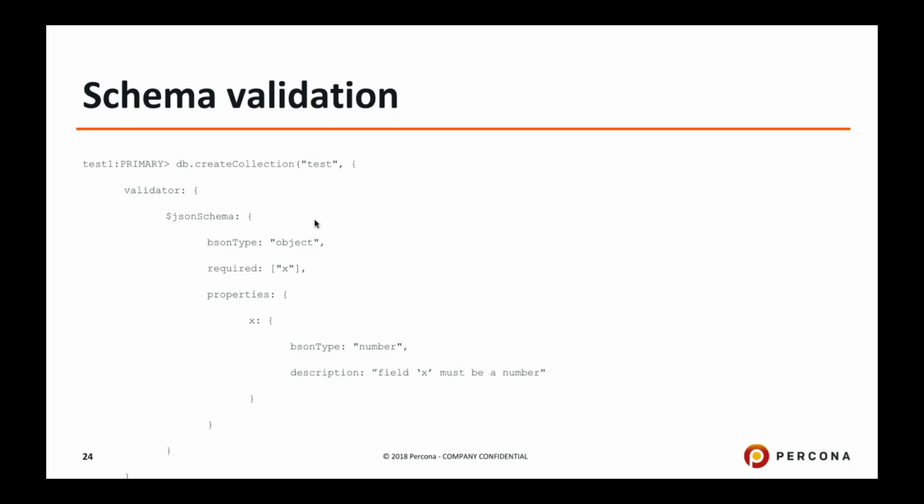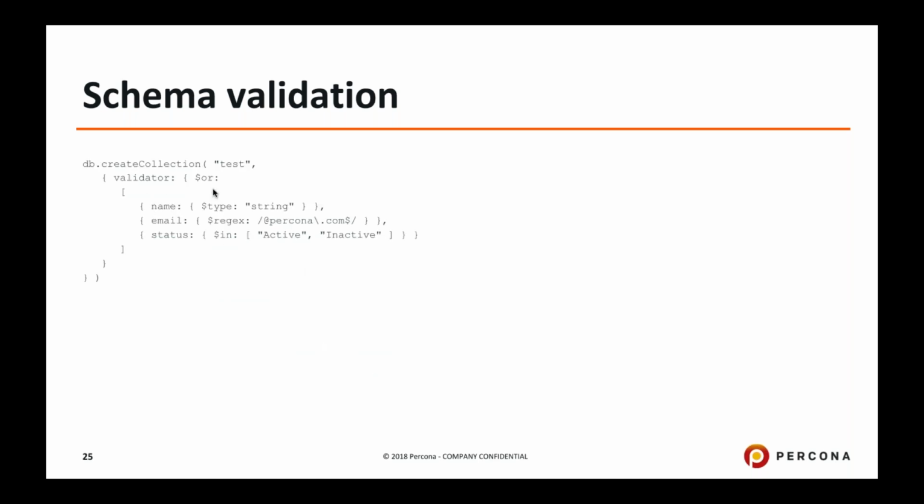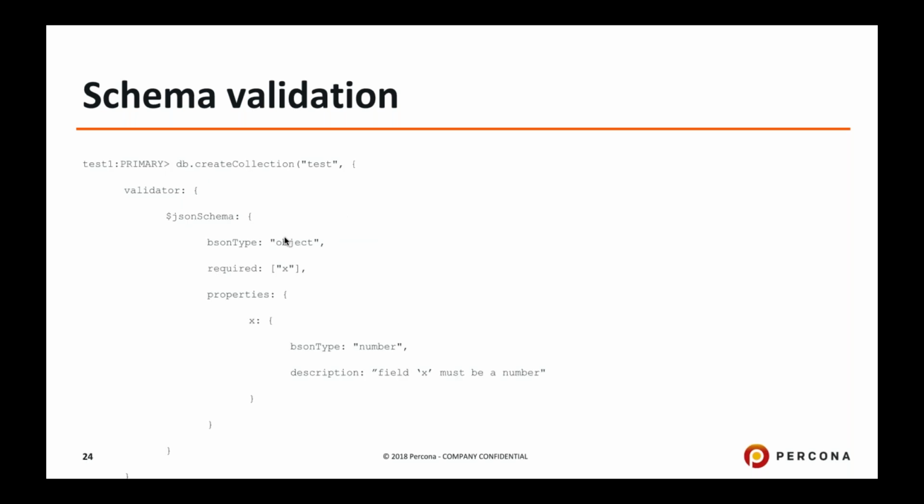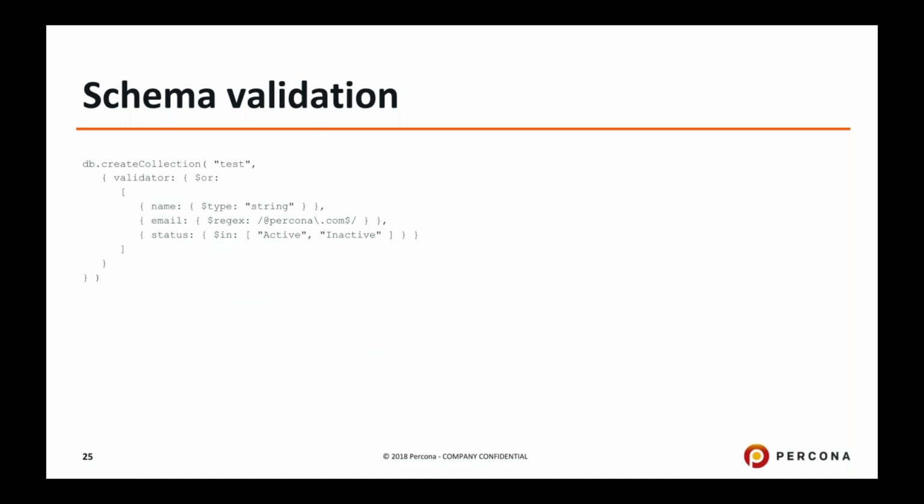There are two ways to do that. This is using the JSON Schema command with the validator. But if you want, you can do that with a query style type. I use a slightly different document here to make sense. So here I'm creating a collection. I'm saying that this collection must have the name as a string. The email must be required, with a regex: all emails must be at percona.com. And for the status, all the valid statuses are active and inactive. So we have two types of schema validation. This one is a little bit more detailed, and this one is also valid and very similar to the previous schema we had.